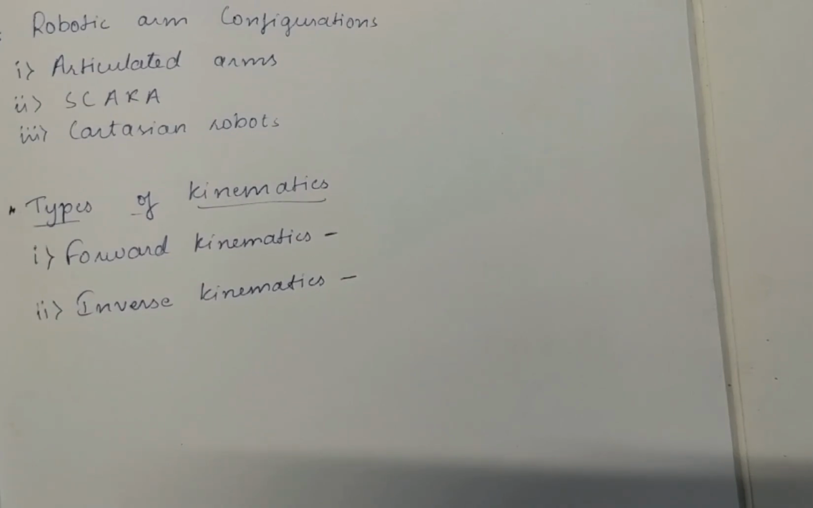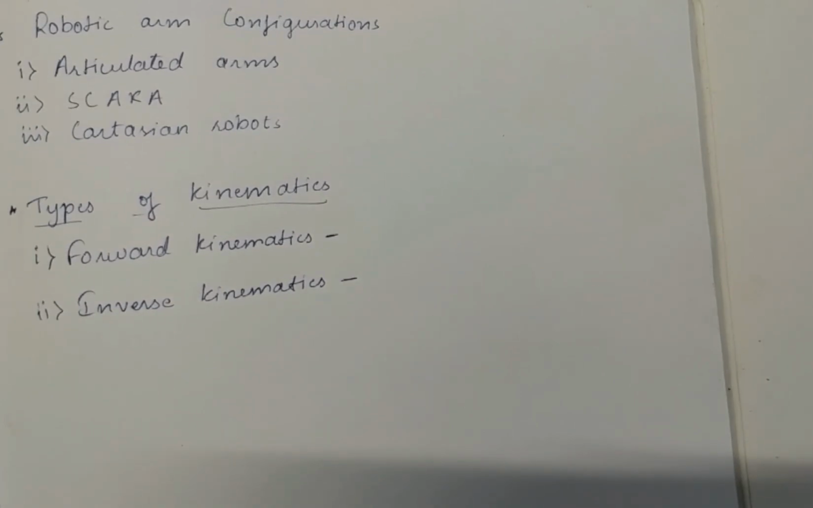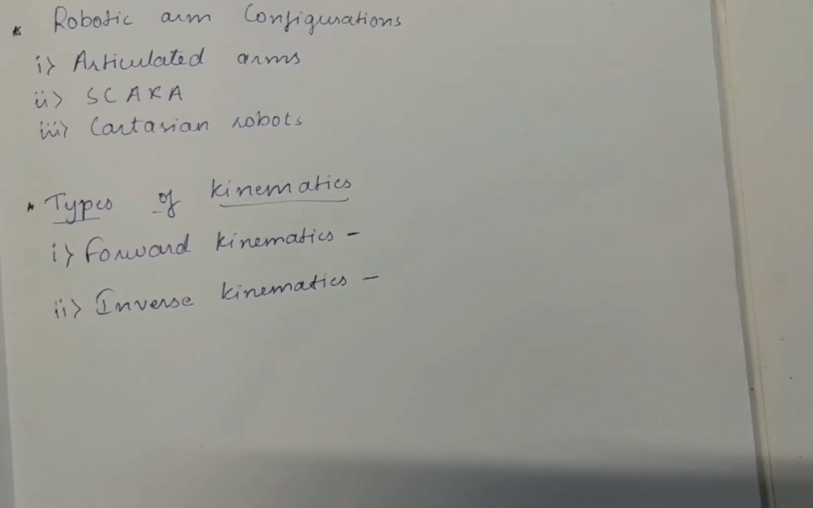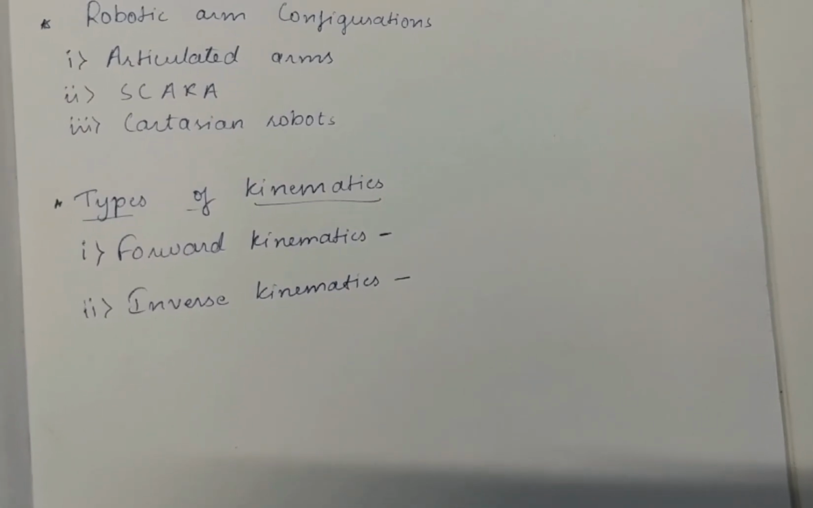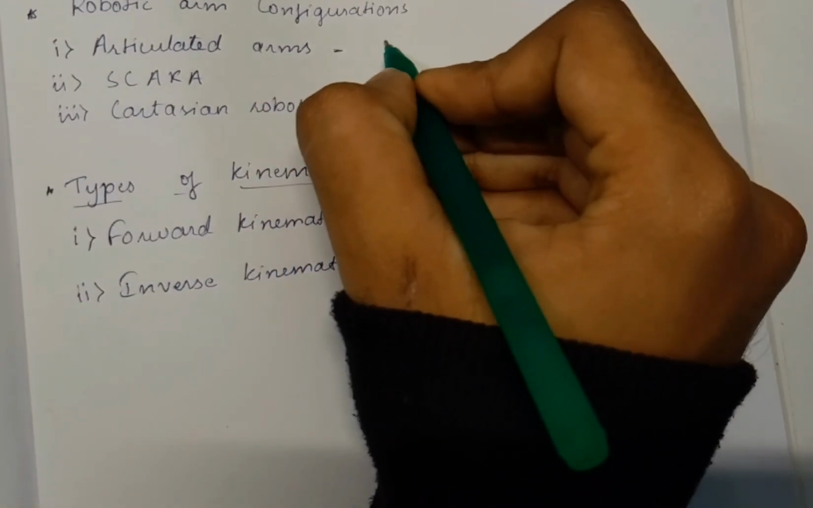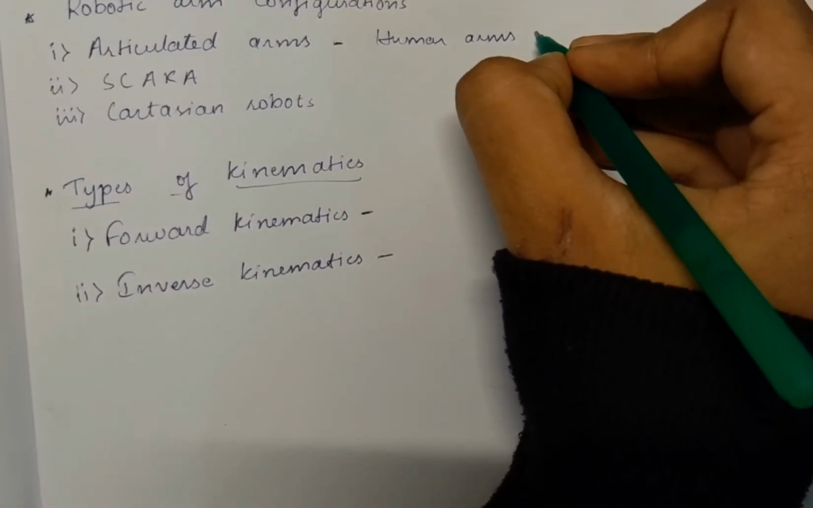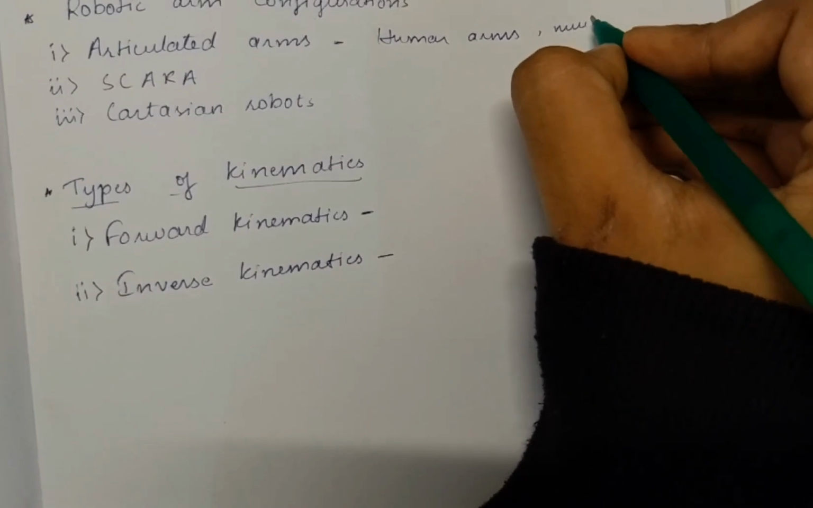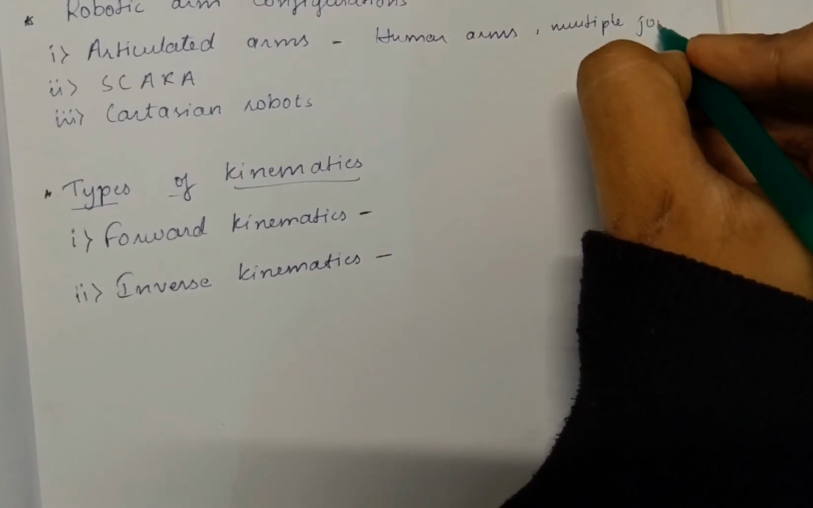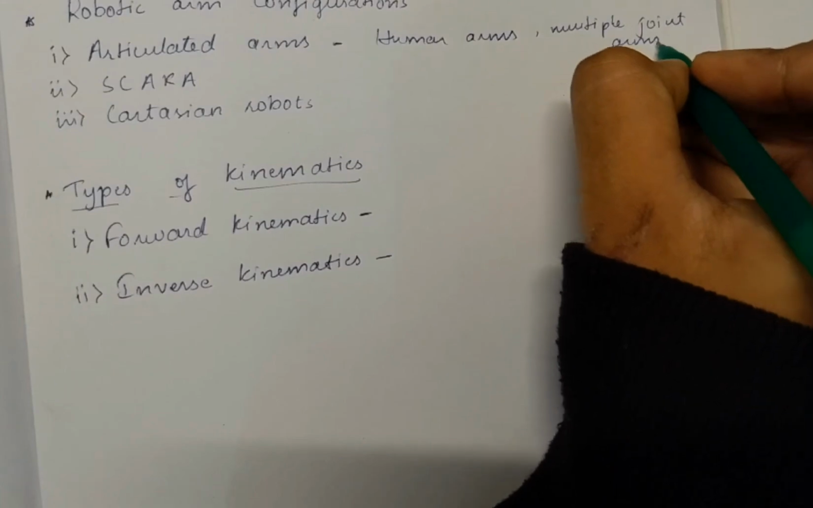Now let's look into robot arm configuration. There are mainly 3 types of arms: articulated arms, SCARA arms, and Cartesian robots. Articulated arms are like human arms, with multiple rotating joints.